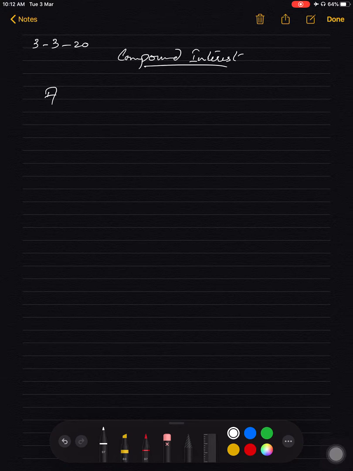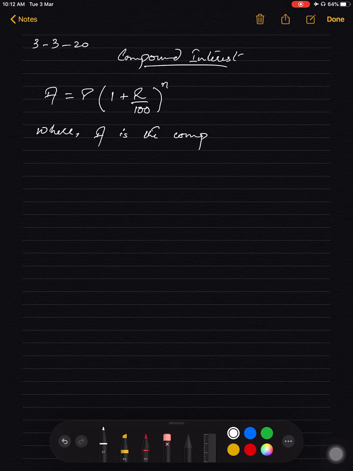The formula to calculate the compound amount is A equals P into (1 plus R upon 100) raised to the power n, where A is the amount, the compound amount.